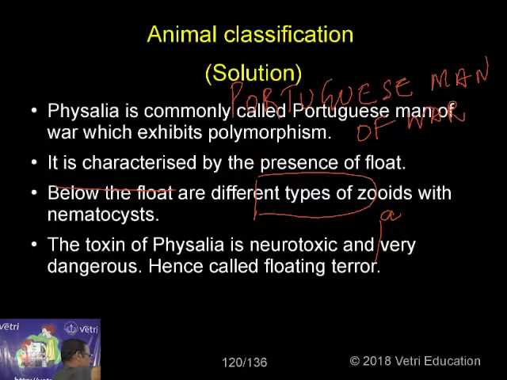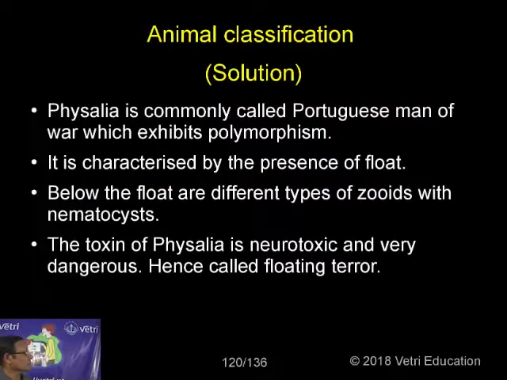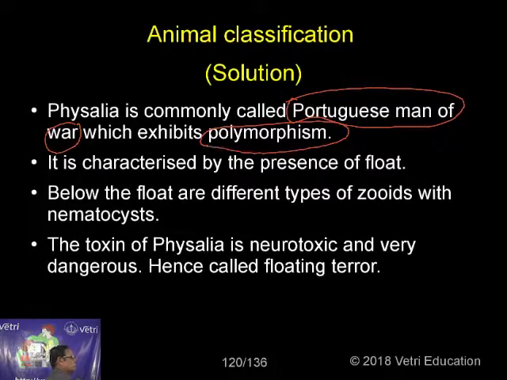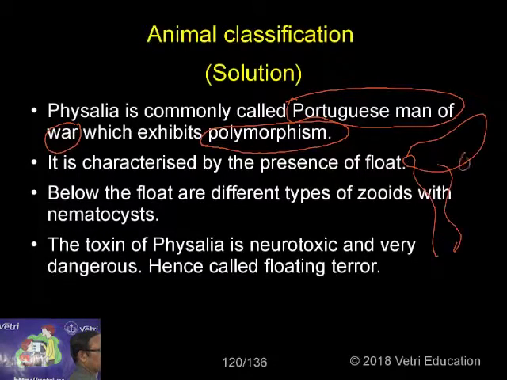So the answer would be C. I mentioned why it is called floating terror, Portuguese man of war, which exhibits polymorphism. One question regarding this one is the nickname for this one, Portuguese man of war. Another one is the animal which shows polymorphism. So it is exhibited by more than one form. If an organism is exhibited by more than one form, the condition is called polymorphism. So it is characterized by the presence of a float. A float is that to which a number of zooids are attached like this.